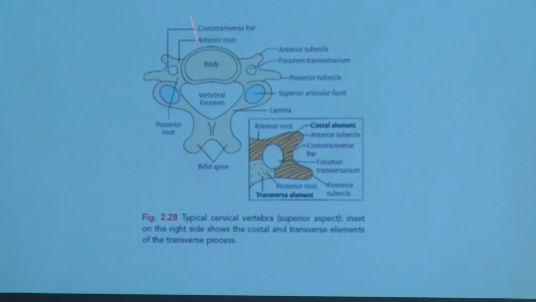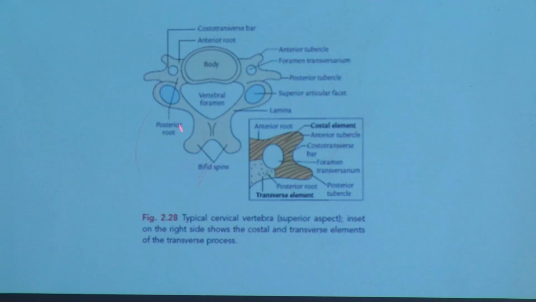So here you can see this is your body, this is the bifid spine, and this is your foramen transversarium. This is the anterior root, this is the anterior tubercle, this is the posterior root, and this is the posterior tubercle. Here this is your foramen transversarium, through which the vertebral artery passes.